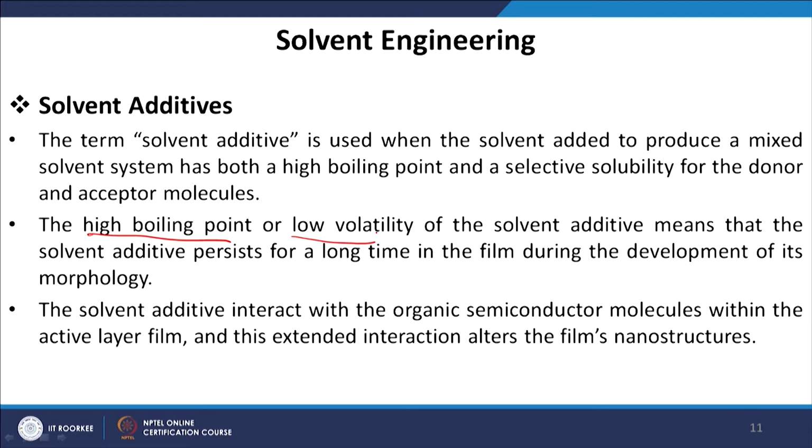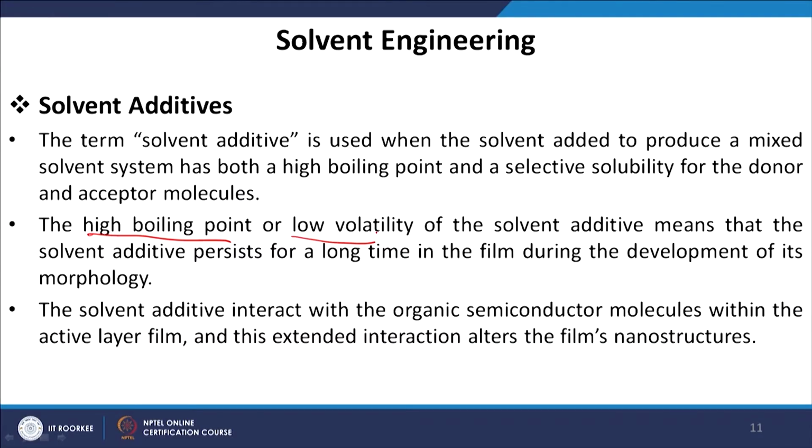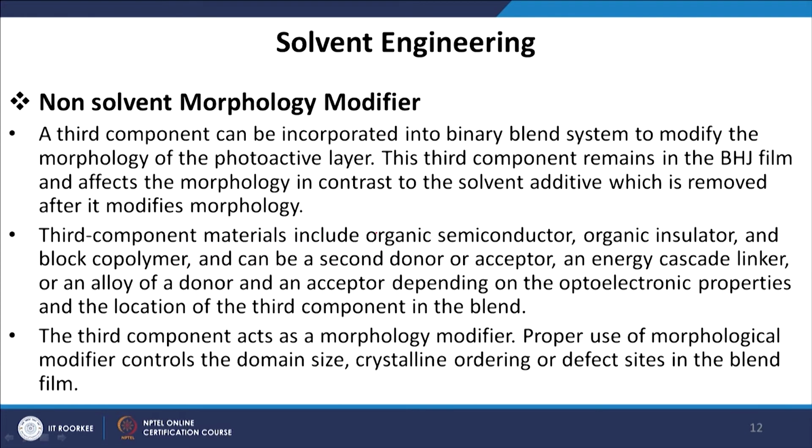So, this has been added in addition to our solvent to make sure we get a better morphology, and this is called solvent additives. In addition to the solvent from which we are fabricating the film, we can also add an extra solvent, called a solvent additive, and that extra solvent has the property that it has a high boiling point and low volatility, which always leads to a better quality film. The solvent additive interacts with the organic semiconductor molecules within the active layer film, and this extended interaction alters the film's nanostructures. Now, non-solvent morphology modifier, this is a very important terminology.